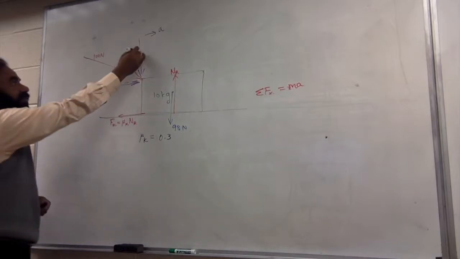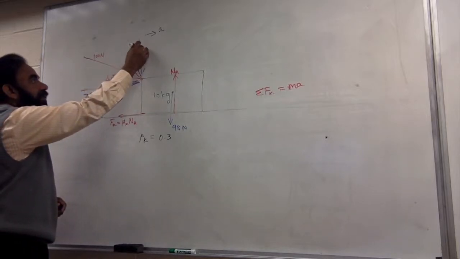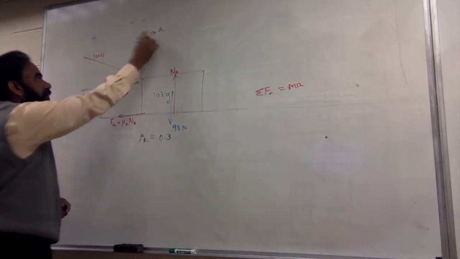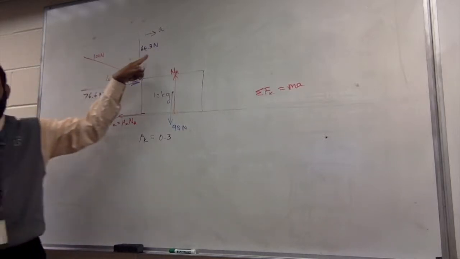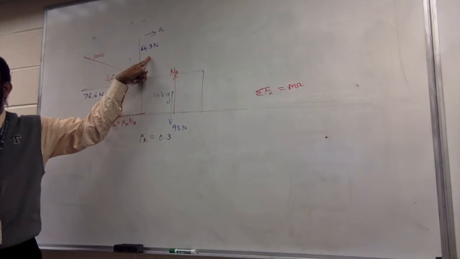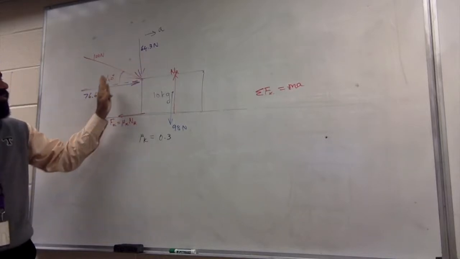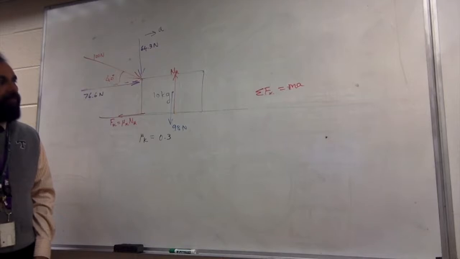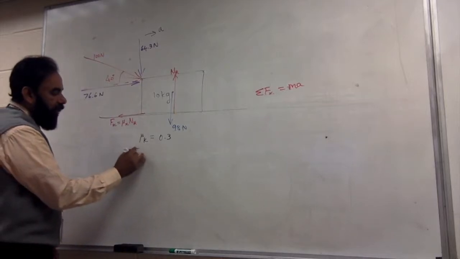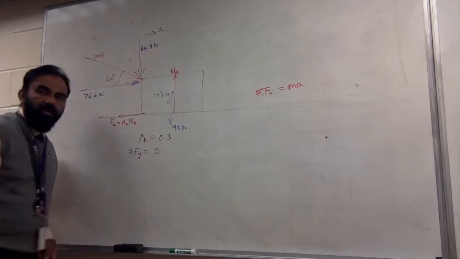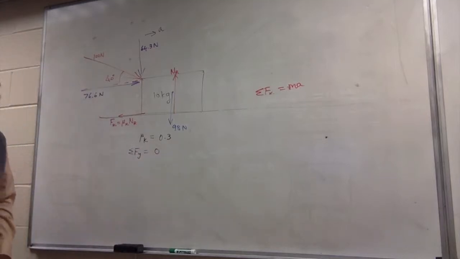76.6 newtons. And what is that one? 64.3 newtons. So the numbers are exactly the same because this is 100 cosine 40 and that's 100 sine 40. So the numbers are the same but just different directions. Now, think about it the same way. The net force in the y direction is still supposed to be 0. The box is not going anywhere.